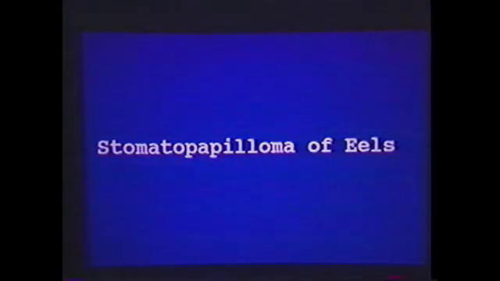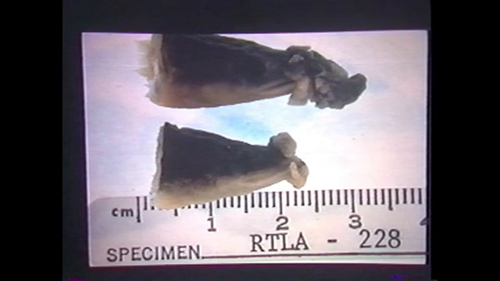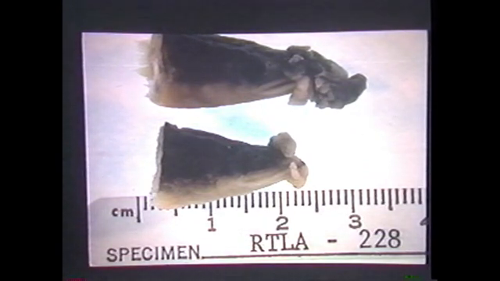Stomatopapilloma of eels is a common problem in migrating American eels. These fish develop prominent proliferative growths over the mouth and lips. These are believed to be caused by a virus. However, we have never been able to fulfill Koch's postulates with this. These fish seem to do quite well with these growths. You can see they develop into quite papillary growths and don't seem to affect the fish. They tend to regress when the fish goes back out to sea.